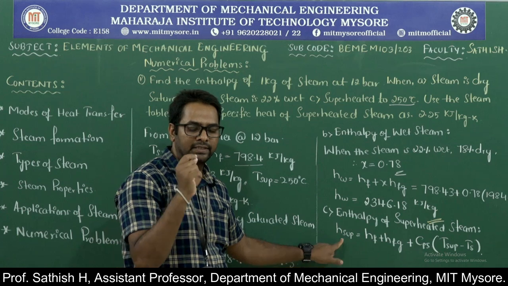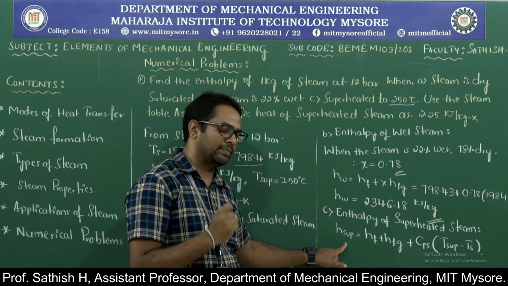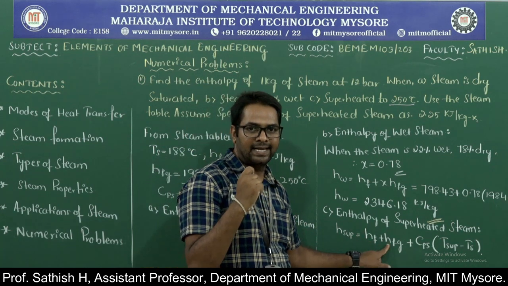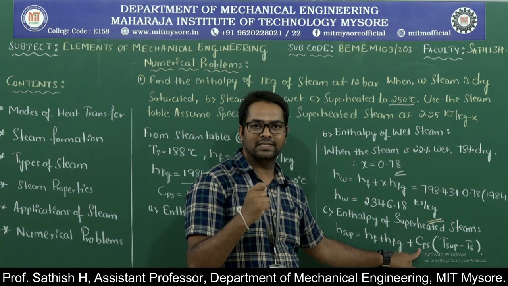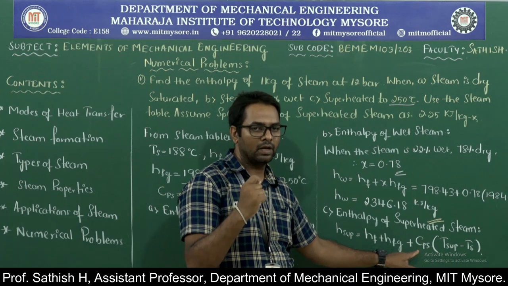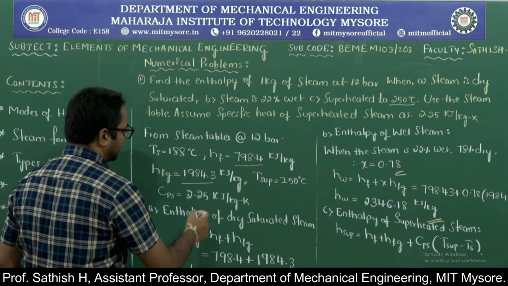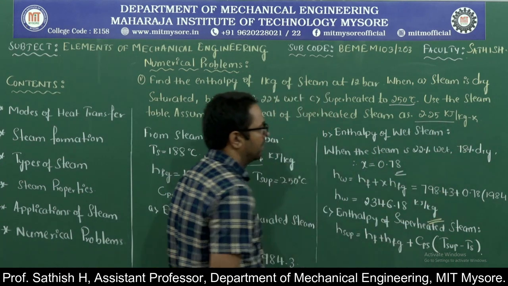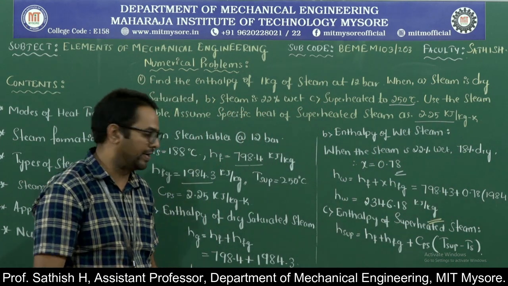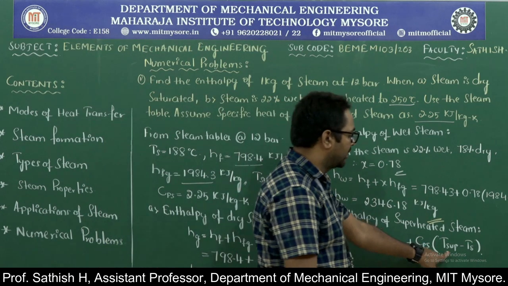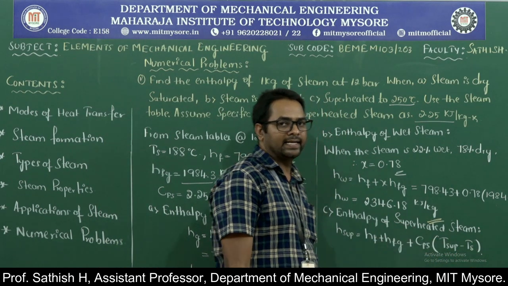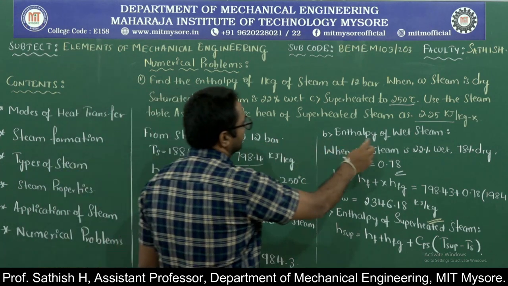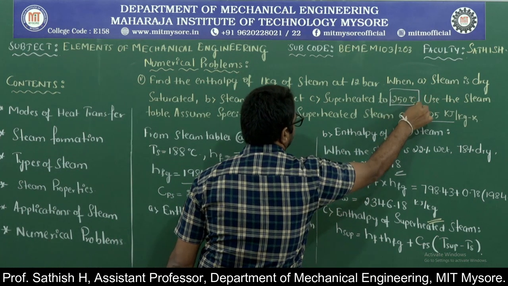H_sup is the enthalpy of superheated steam, Hf is the sensible heat, Hfg is the latent heat of evaporation, Cps is the specific heat of the steam. They have given us the specific heat of the steam as 2.25 kilojoules per kg Kelvin, that is the unit for specific heat. So, superheated temperature minus the saturation temperature. Where is this superheated temperature? They have also given us the superheated temperature, that is 250 degrees centigrade.